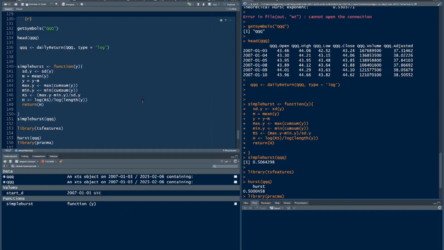Here we create in R a simple RS Hurst rescaled range with a custom function. Then we load the TS features library and run the Hurst command on QQQ data for over 10 years, I believe, back to 2007, followed by Hurst spec command from the Pragma library.